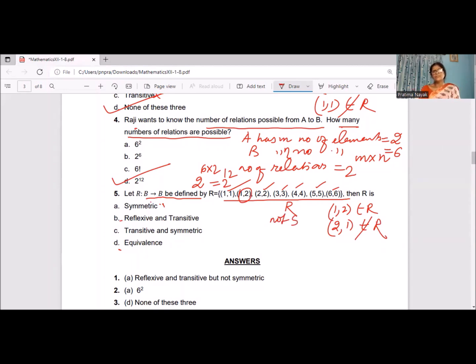Then coming to transitive. (1, 2) is there, (2, 2) is also there. So when (1, 2) and (2, 2) are there, (1, 2) must be there, and (1, 2) is already there. I am not going to check the others. So it is transitive. So this relation is reflexive and transitive.